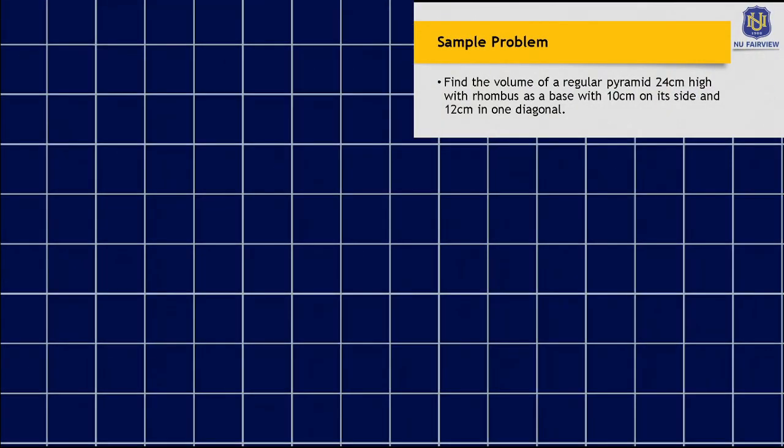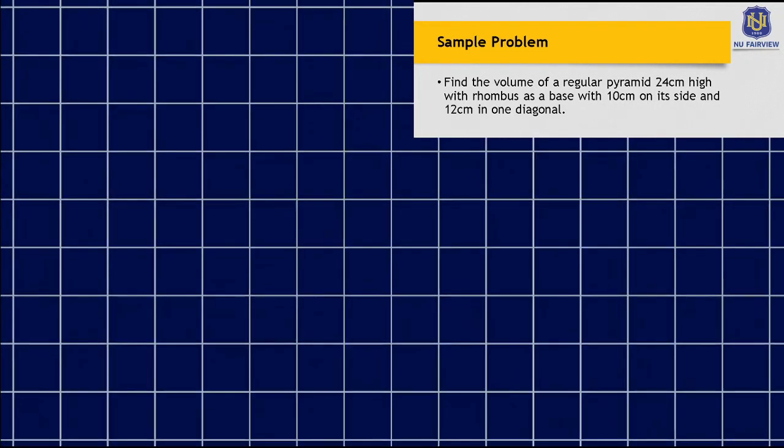So, let's go back to our screen. Now, alam natin, to find the volume, we will be using a formula that is V equals 1/3 base times height. Now, ang una nating kukunin is yung area ng ating base. So, i-drawing muna natin yung ating base. So, yung base po natin is, sabi dito, is a rhombus daw. So, drawing tayo dito ng rhombus.